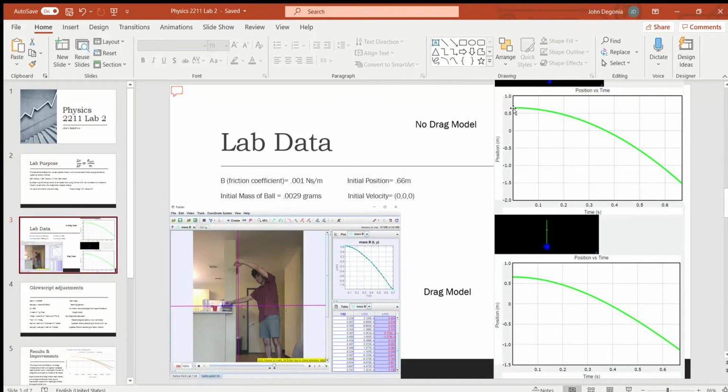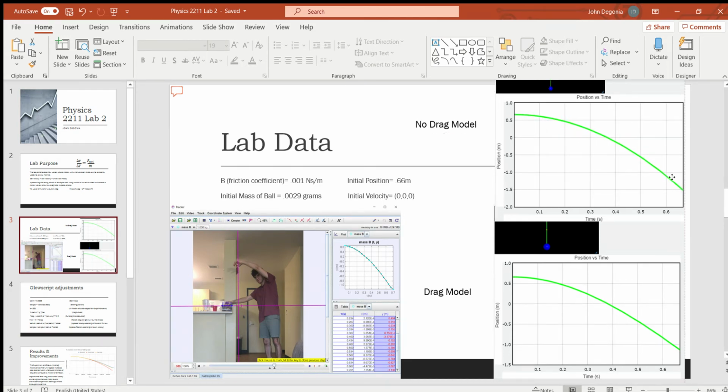You can see position decreases, and the rate at which it decreases continues to increase. That means it's falling faster and faster, and it continues to accelerate downwards. Meanwhile, with the drag model, it starts similarly, but it kind of evens out, flattens out here. The rate at which it's accelerating downwards is decreasing. That's because the drag is kind of counteracting that velocity and slowing it down. You can see in the same amount of time, about 0.668 seconds, the no drag model manages to reach negative 1.5 meters, while the drag model only gets to about negative 1.3.